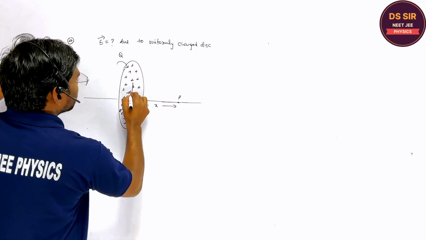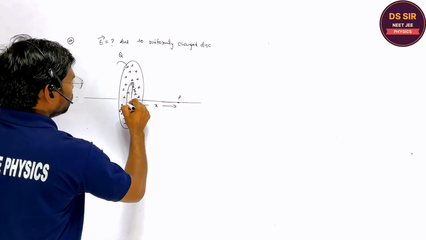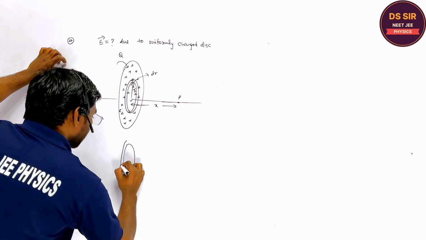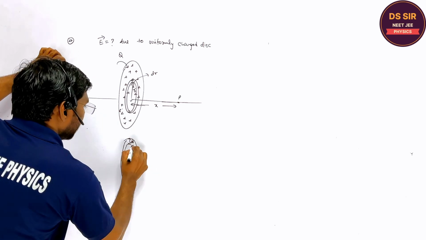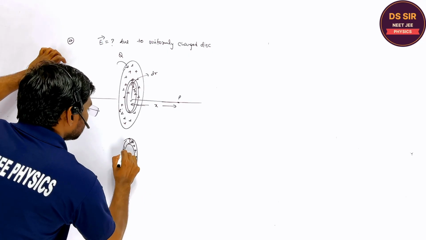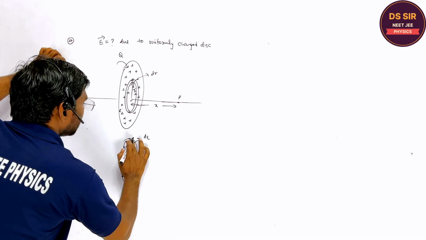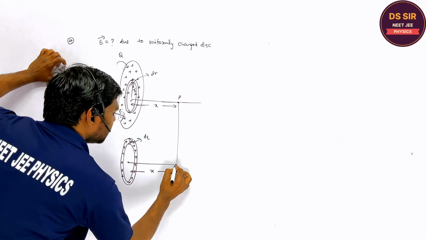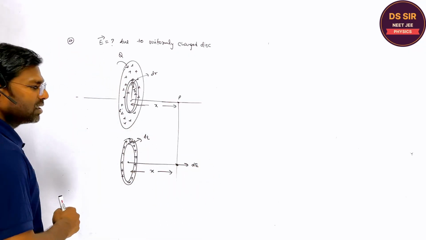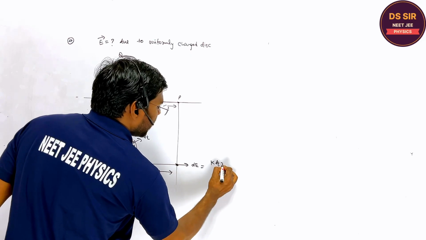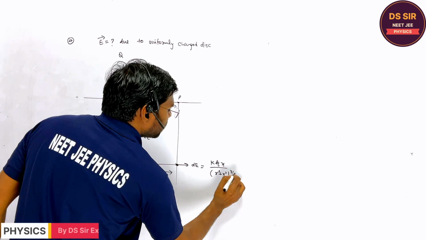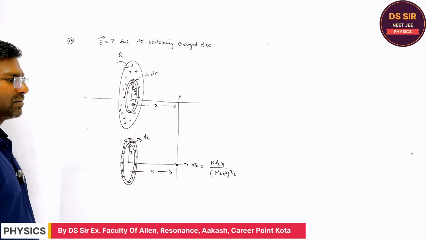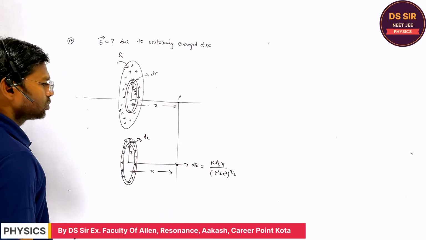So in this case, at distance r, you will assume an elemental ring of width dr. If this is the elemental ring and its width is dr, the charge in this elemental ring is dq. So can you write the electric field due to the elemental ring at distance x? Yes. The elemental electric field due to this elemental ring is k dq x upon r square plus x square raised to the power 3/2. Do you understand or not, you tell me. r is the radius of this ring. Do you understand this thing? k dq x upon r square plus x square raised to the 3/2.